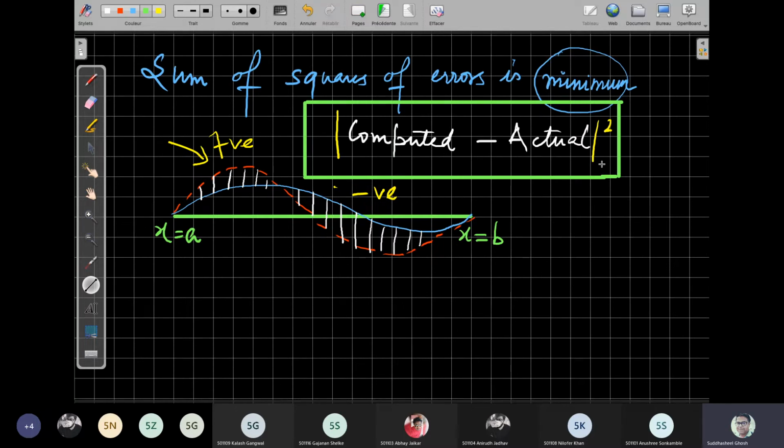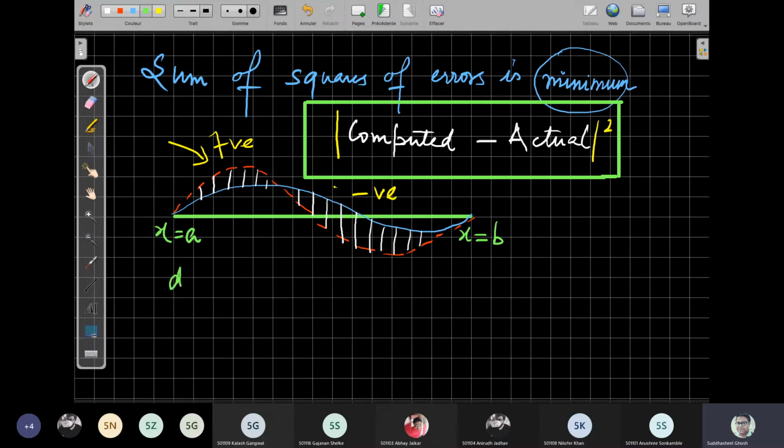So how do I compute the least squares method? Let us understand this. Okay, so we will understand it using the example. Let me do this a little first. So what is the differential equation that is given to me?